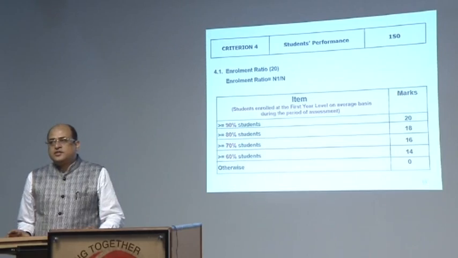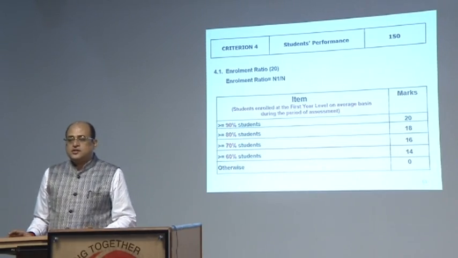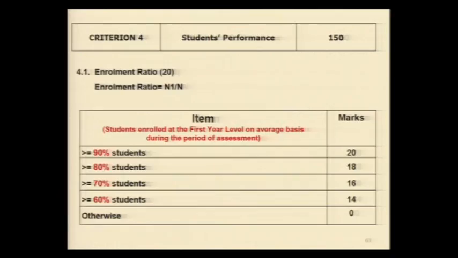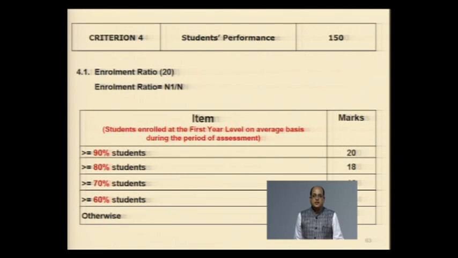We will start with part 2 of the presentation, which will cover criteria 4 to 10 along with the accreditation decision on the basis of which the NBA takes the decision on accreditation. Criteria 4 talks about students' performance in tier 2 with a weightage of 150 marks. Wherever there is a deviation from tier 1 institutions, the same reference will be made in the subsequent slide.